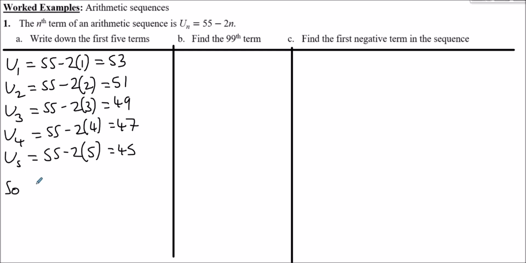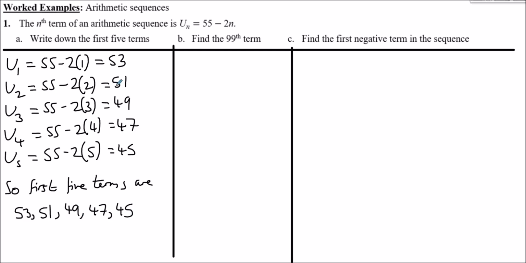So the first 5 terms are just 53, 51, 49, 47 and 45, and you may have been able to do that without even doing this step here. So it's going down in 2s, so 55 take away 2, 53, then 51, and so on and so forth. So this is very much GCSE, but just dressed up a little bit.